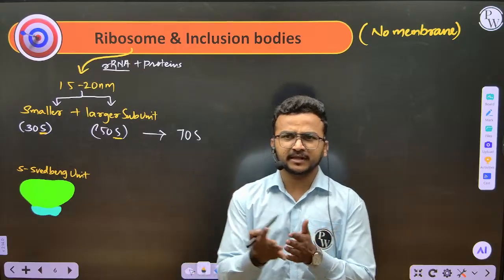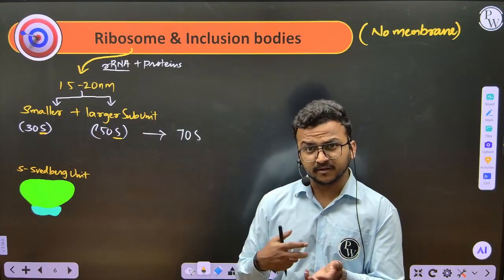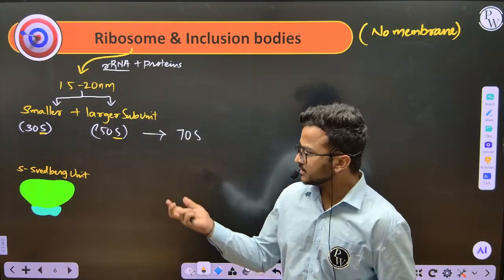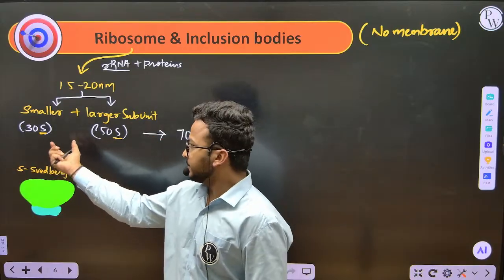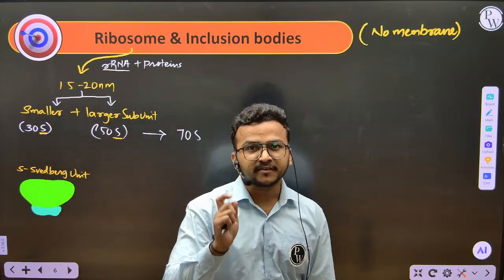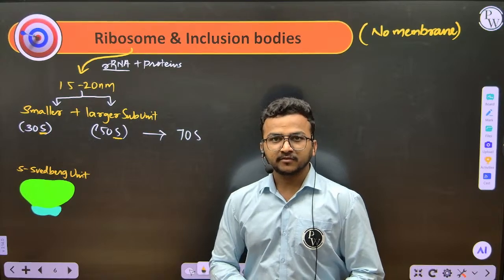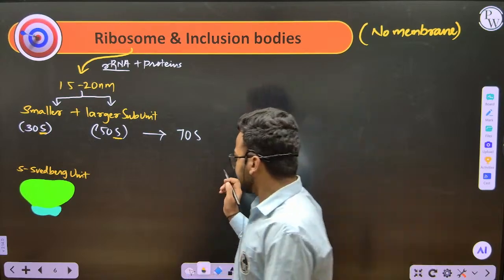Are they a weight, or a volume, or some gaseous substance? No, it's not like that. 50S and 30S are the densities of the ribosomal larger and smaller subunits. So how will the density be measured?